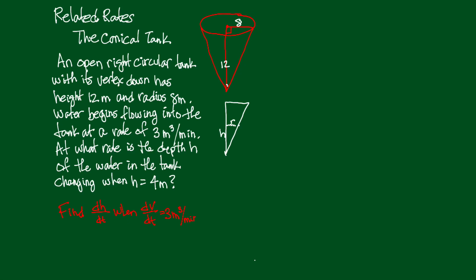per minute. So what I want to do so far is I want to find how the depth of the water, H, is changing when we're given these conditions. The volume is increasing at the rate of 3 cubic meters per minute, and I want to find it when H is equal to 4 meters. Now we need to get a relationship. This one we're going to have to work a little bit, and I need to know something about similar triangles.